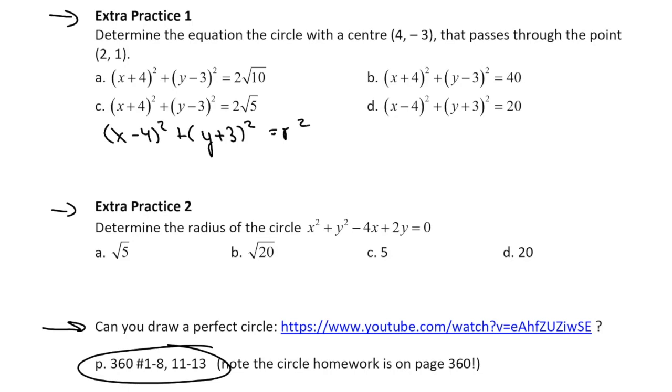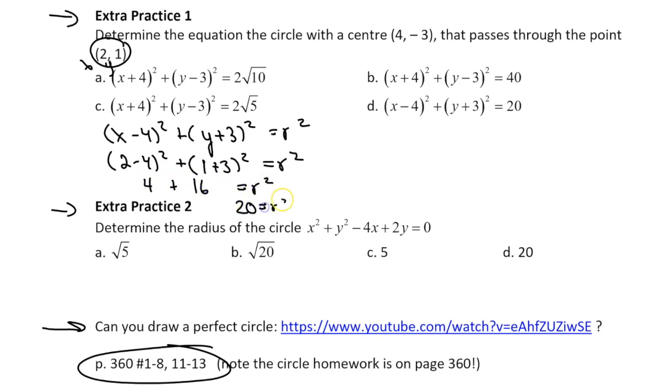But let's confirm this. It passes through the point (2, 1), so an x and a y. So we could say something like this: (2 - 4)^2 + (1 + 3)^2 = r^2. And let's confirm that we get an r^2 value of 20. And sure enough, we do. So then that's great, because then we know that it would have to be D.